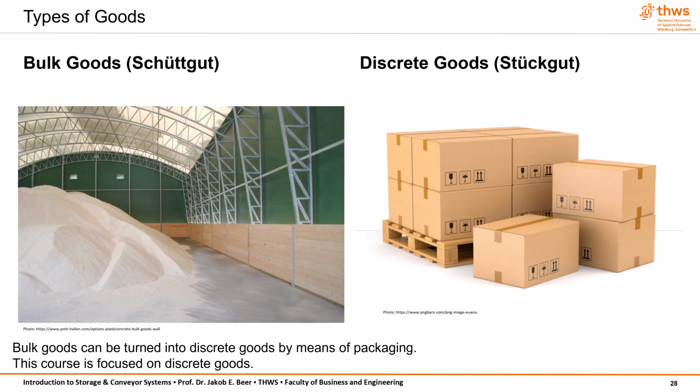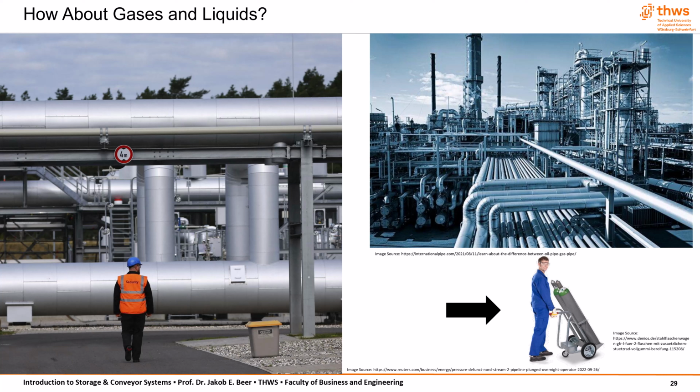Automation for bulk goods emphasizes flow control and storage volume, while automation for discrete goods focuses on unit handling, identification, and precision placement. You might ask, what about liquids or gases? On the left, we see a gas pipeline network, an infrastructure for continuous pressurized flow. Similarly, liquids in the chemical or food industries travel through pipes, pumps, and tanks, not across traditional conveyor belts or racks. Automation here centers on valves, flow meters, and robotics for filling or sampling.